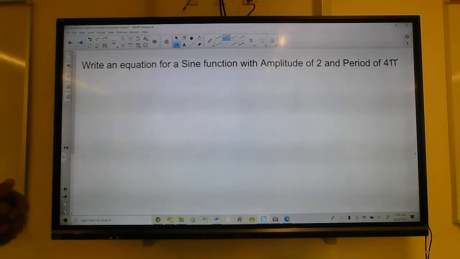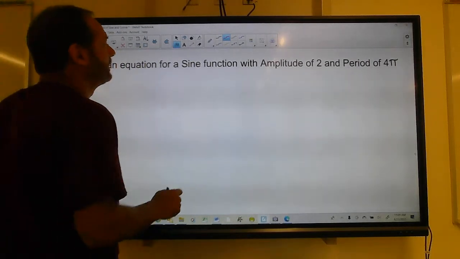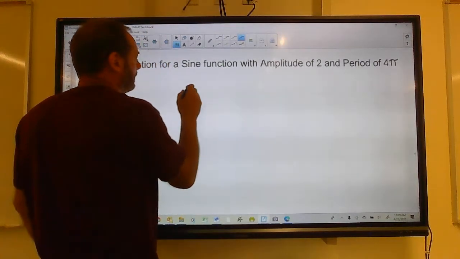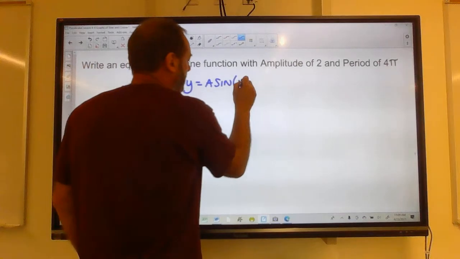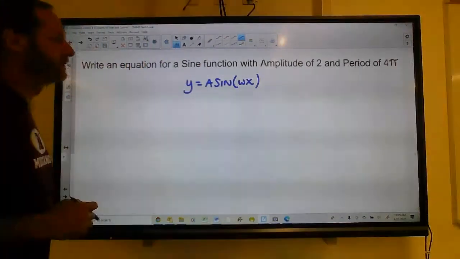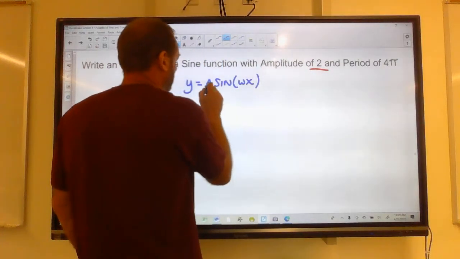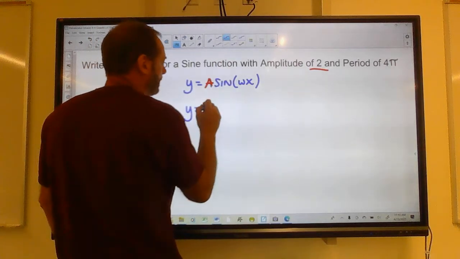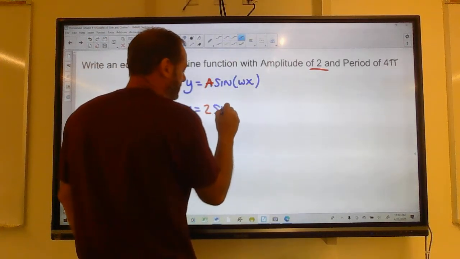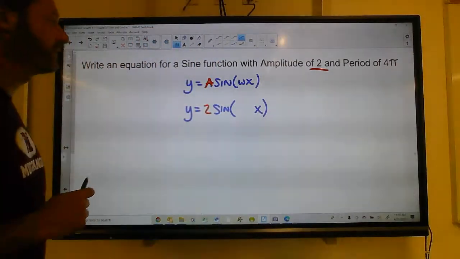Okay, so write an equation for a sine function with an amplitude of 2 and a period of 4 pi. We're going to write y equals A sine wx. Well, the amplitude's easy. That's just going to go right there. So y is going to be 2 times sine of something times x.